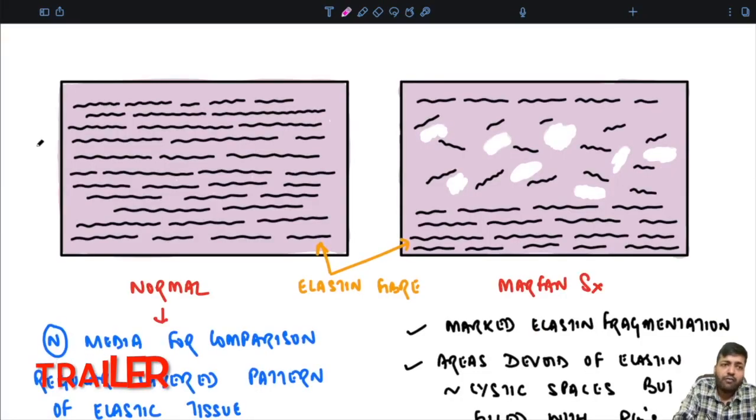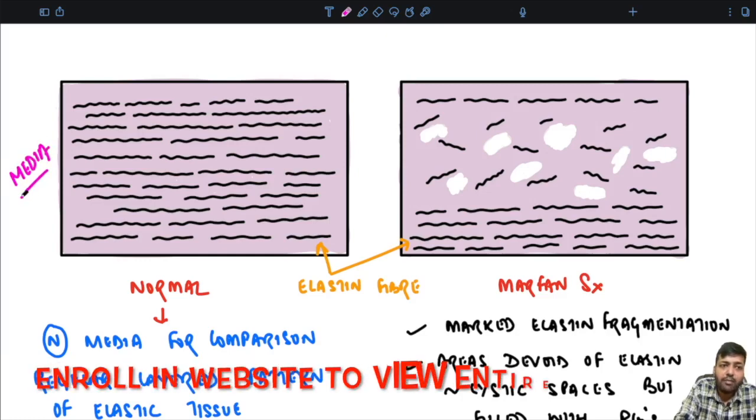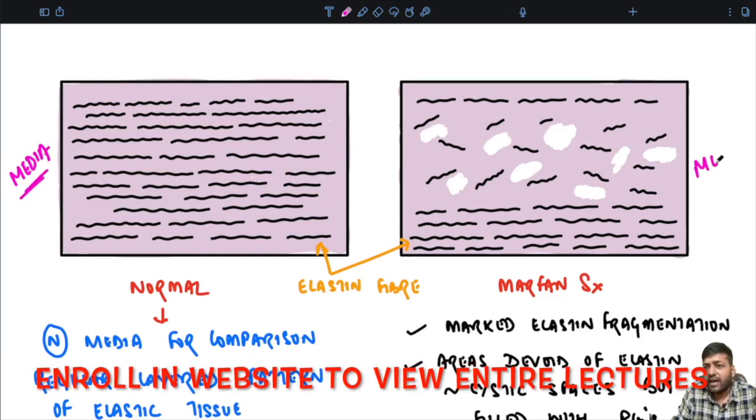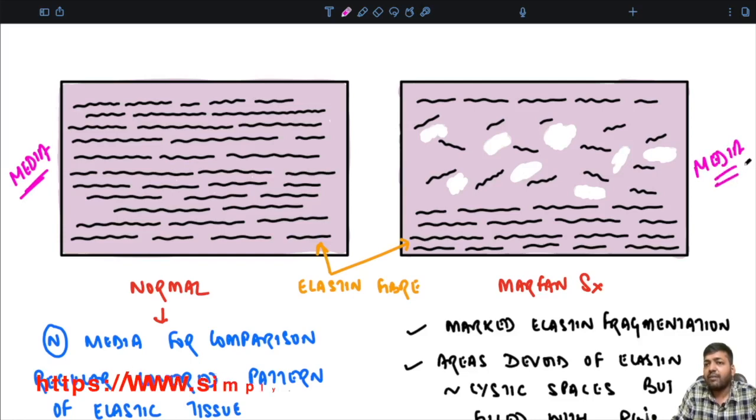Normally, what we are seeing over here is one part of the vessel. This is the tunica media. Over here we are looking at the media, and the tunica media contains the elastin fiber.